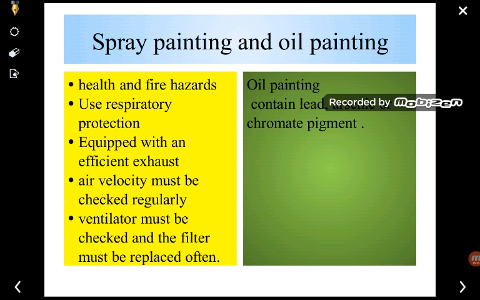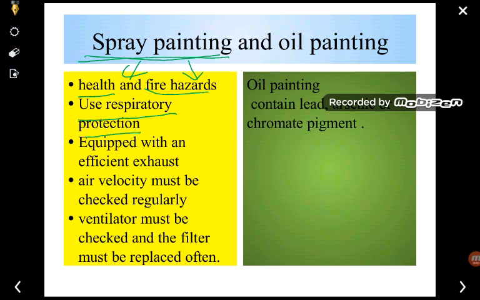The next slide is spray painting and oil painting. While doing spray painting or oil painting, certain precautions must be taken. You know that spray painting often involves considerable health and fire hazards. Normally spray painting is associated with health hazards and sometimes fire hazards also. So we have to take certain precautions, and one of these precautions is the use of respiratory protection.